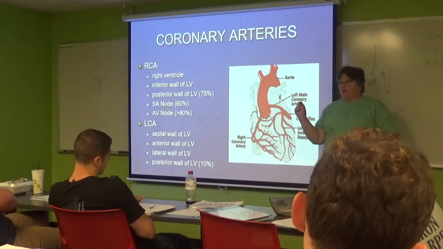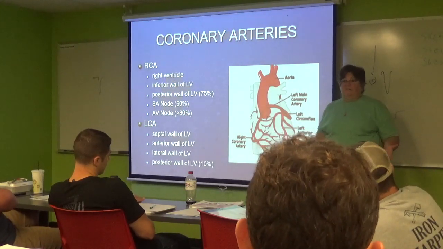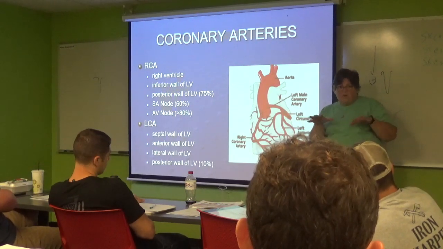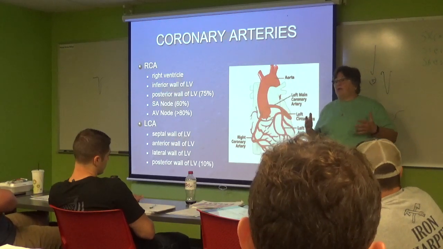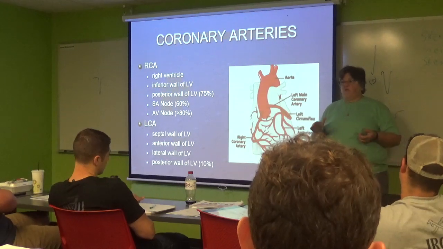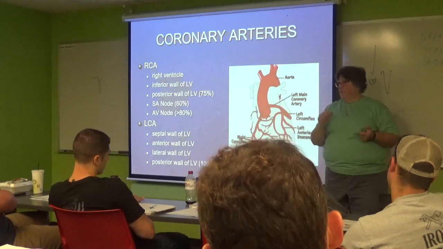And be careful with your nitro. It's not "don't give it," it's "be careful." If they have a pressure of 200 over 100 in an inferior wall MI, they can get nitro. They can get one, see how they do, get them their fluids, get your V4R going, because nitro is important, along with the aspirin. But if you've got a borderline pressure, 140s, 130s, 120s, I wouldn't go there if I were you. You're asking for it.